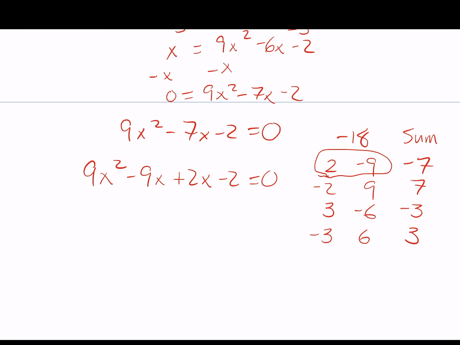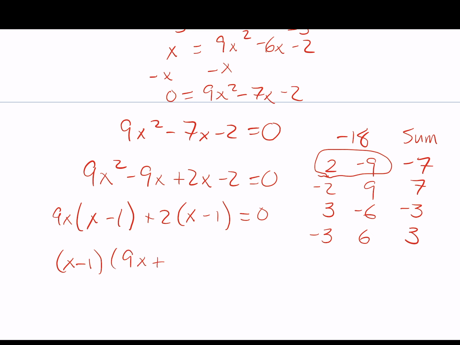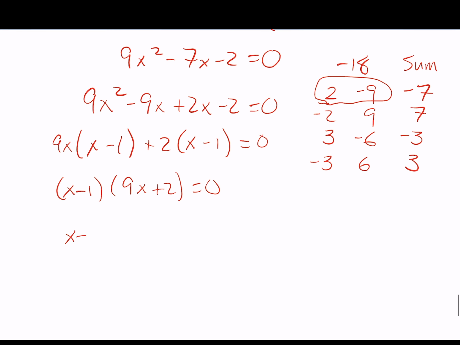Now we can factor by grouping. We can factor out a 9x from the first two terms. That leaves us with x minus 1. And then from the second two terms, we can factor out a 2. And we're left with x minus 1. Now we have a common factor of x minus 1, so we can factor that out and have 9x plus 2 left. So we can solve both of these and say x minus 1 is equal to 0 or 9x plus 2 is equal to 0.